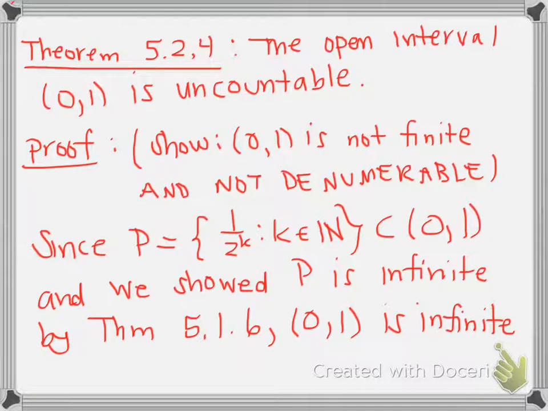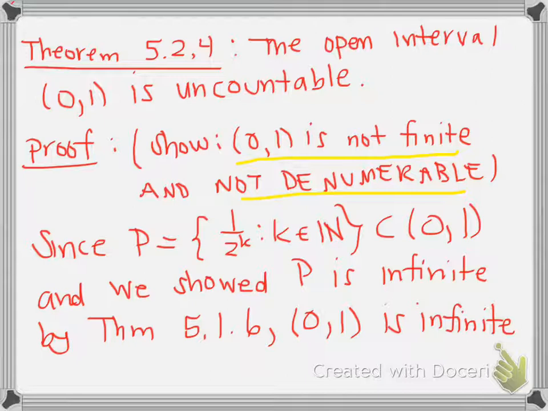Okay, so here's theorem 5.2.4, which says the open interval (0, 1) is uncountable, okay. So again, it's really difficult to show something is uncountable when the definition is saying it's not countable, right? So since we're trying to show it's not countable, then we need to show that (0, 1) is not finite and it's not denumerable, okay? Because that's showing that it's not countable.